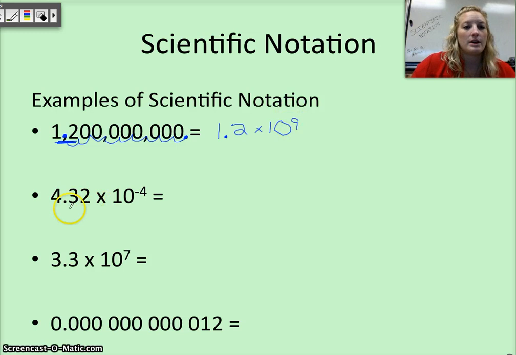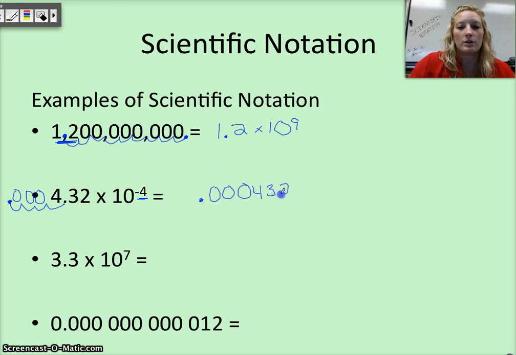Let's try going the other way. In this one, we have 4.32 times 10 to the negative 4th. If we were to put that in regular notation, we have a negative exponent, which means this number is going to be very small, very close to the left-hand side of the number scale, to the negatives, so the decimal has to move to the left 4 times. So 1, 2, 3, 4. That's where our decimal point is now going to be. All these places before it are just placeholders we can fill in with zeros. So 0.000432 would be that number written in normal notation.